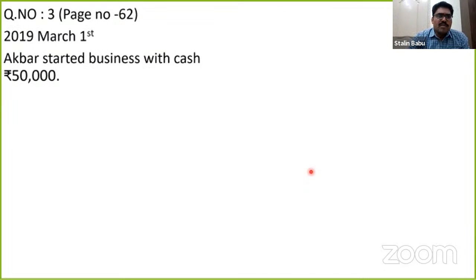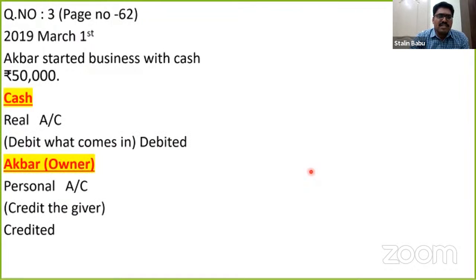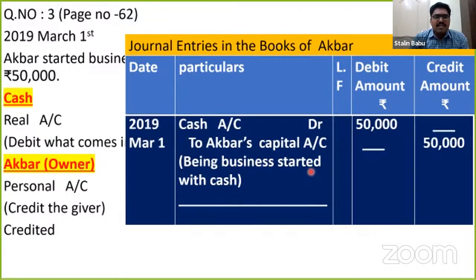Dear children, see question number 3 on page number 62. Here I am taking a few transactions to explain the new thing. Akbar started business with cash 50,000. Like that, cash is coming into the business. Akbar is the giver of the cash. So the entry is cash account debit to Akbar's capital account.